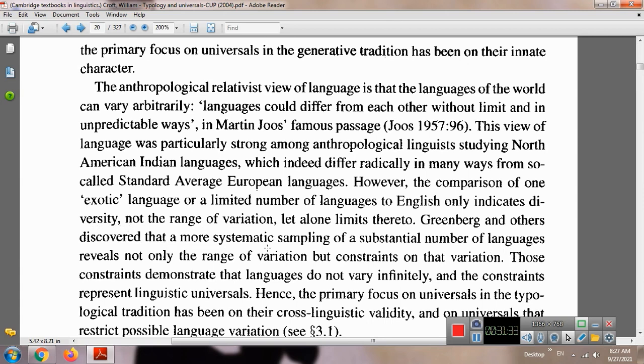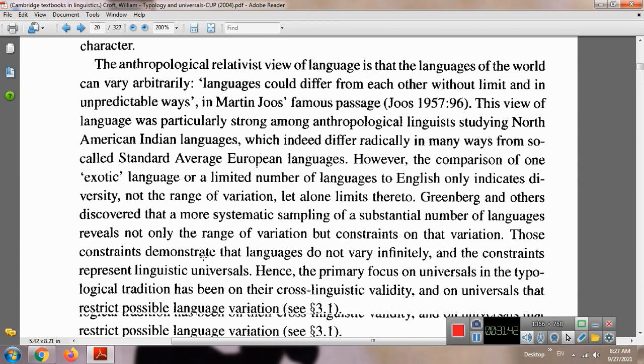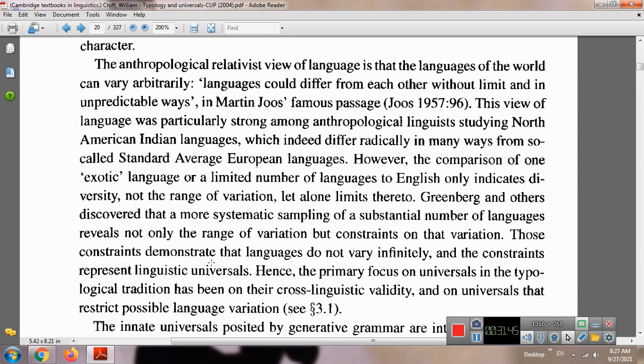Greenberg and others discovered that a more systematic sampling of a substantial number of languages reveals not only the range of variation but constraints on that variation. Those constraints demonstrate that languages don't vary infinitely, and the constraints represent linguistic universals. Hence, the primary focus on universals in the typological tradition has been on cross-linguistic validity and on universals that restrict possible language variation.